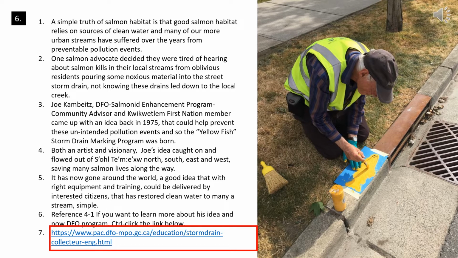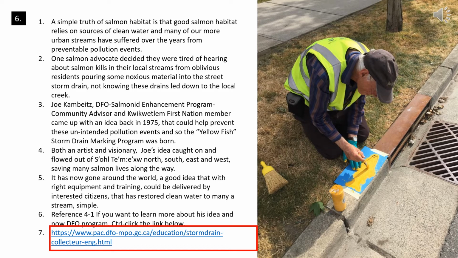Joe Cambeets, DFO Salmon Enhancement Program Community Advisor and Coquitlam First Nation member, came up with an idea back in 1975 that could help prevent these unintended pollution events. And so the Yellowfish Storm Drain Marking Program was born. Joe's both an artist and visionary.